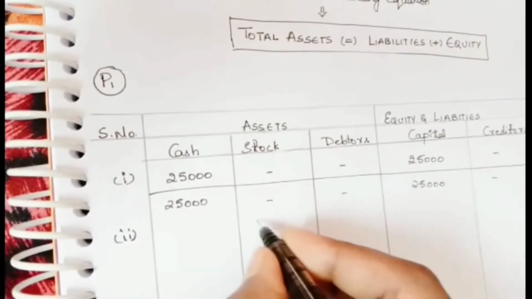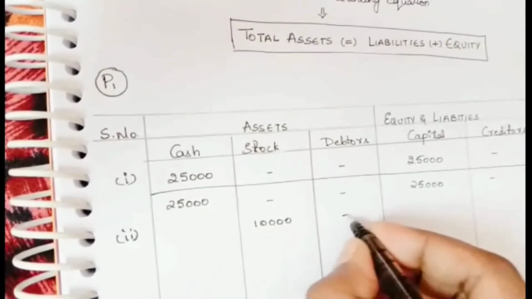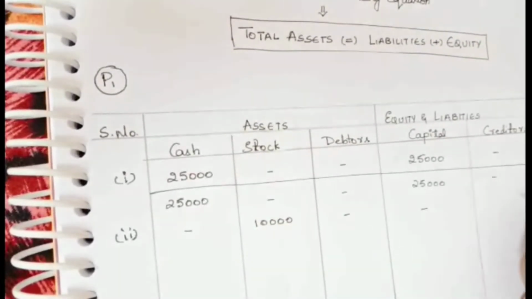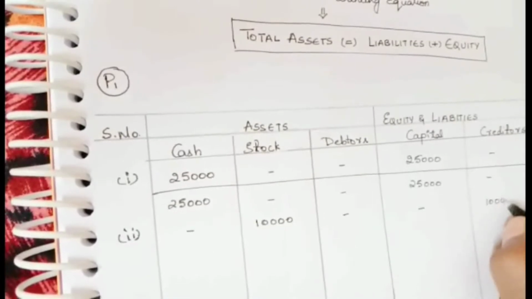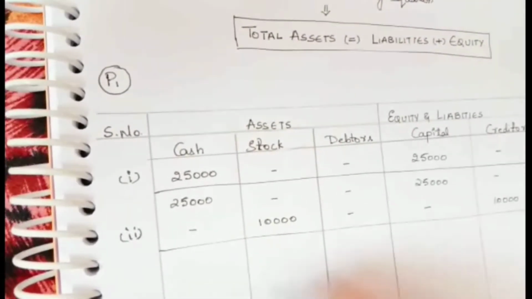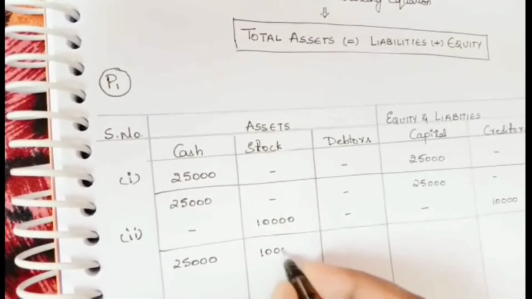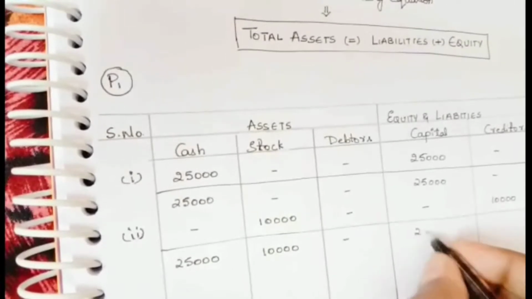And the second one, that is purchased goods on credit from Shyam. It is a credit purchase, so we are bringing in the stock and there is a creditor, Shyam, so increase the balances of stock and creditor by rupees 10,000. No change in the capital and cash.